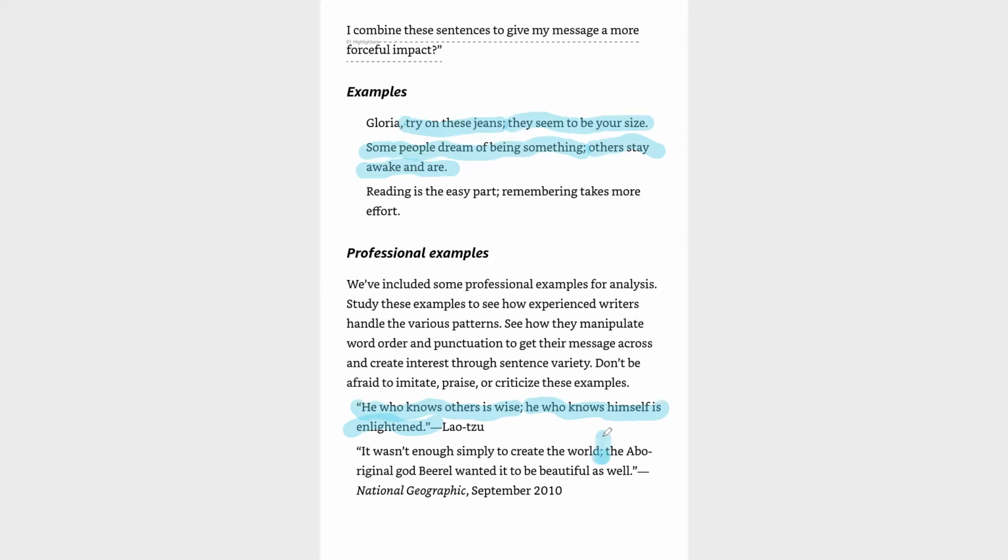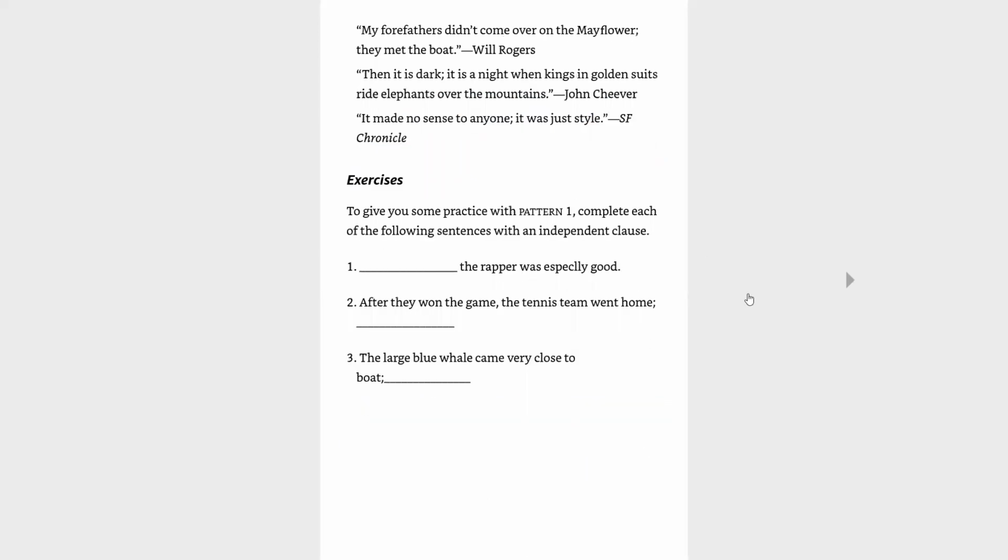So when you make your examples, either do variations of the professional examples or just come up with your own, okay? And that should be it. Then there's some more. My forefathers didn't come over on the Mayflower; they met the boat. Okay, this is a Native American. So again, my forefathers didn't come, subject verb, semicolon, they met, subject verb, right? So two independent clauses.